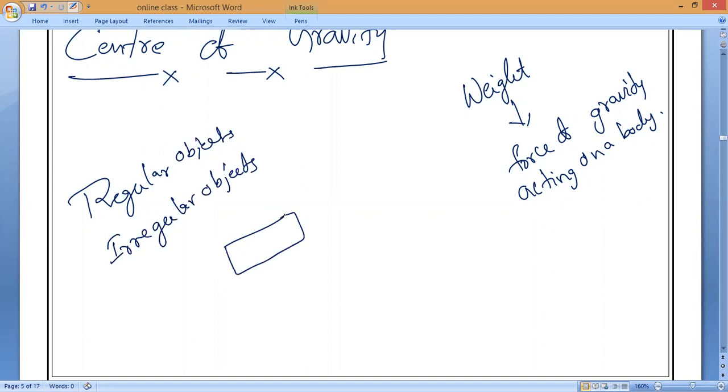Can you tell me what is the center of gravity of a rectangle? How to find it in mathematics? There is no use if you are not speaking. I am saying everybody, I want an answer. Tell me how to find the center of gravity of a rectangle. I want to know. Anybody?